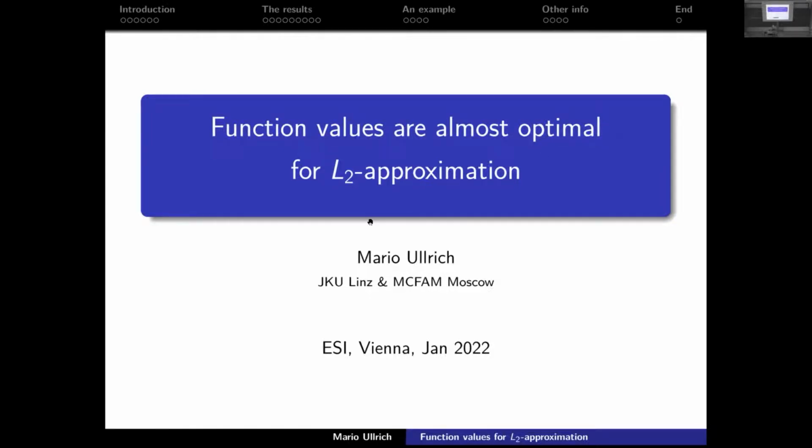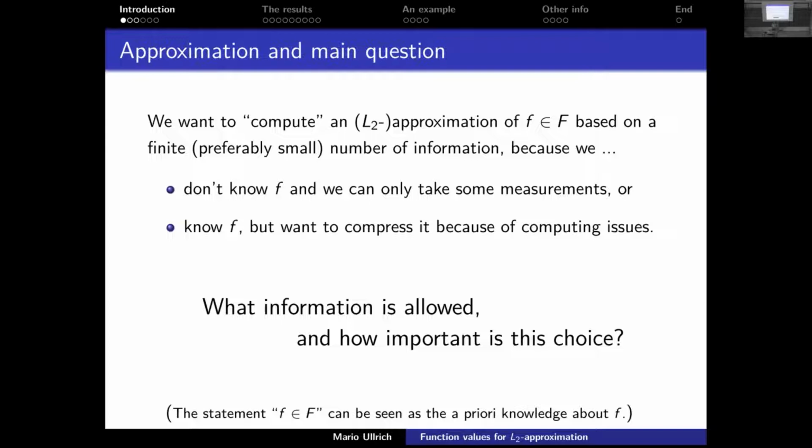So in general, what is it about approximation? I think we all know what I want to do here, but let me say it at least once, because the other talks of David and Matthias today will go in precisely the same direction. So we want to compute an L2 approximation, or say any approximation, of some f in a class, say big F, based on a preferably small number of informations. And the reasons for that are manifold.